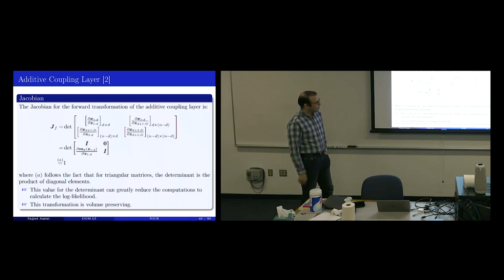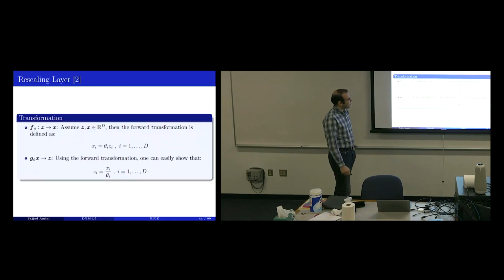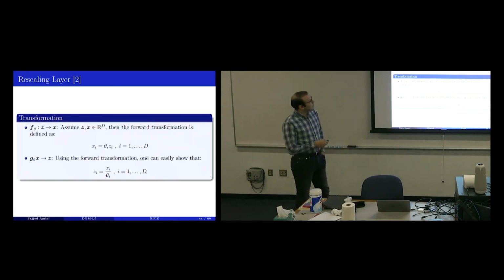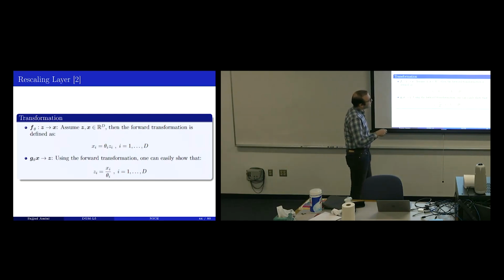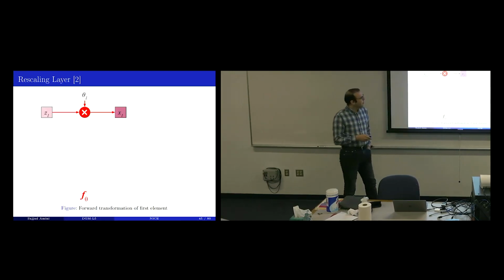We see that the transformation is volume preserving, and this is very suitable in terms of computation cost. Also, in NICE we have some rescaling layers in addition to the additive coupling layers. In the rescaling layer, you just change the scale of your input. Each input is multiplied by a non-zero constant, a non-zero parameter, and this parameter is the parameter of your transformation.